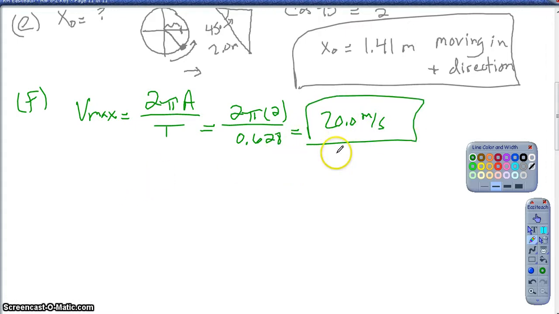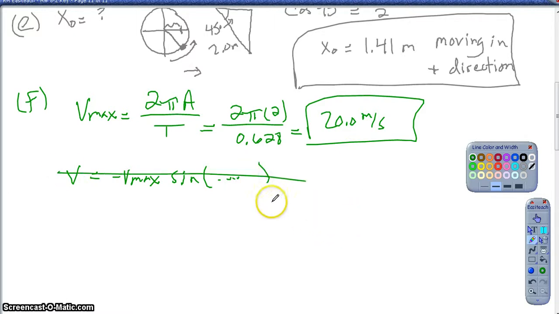And again, that could help me if I wanted to find the velocity for the initial conditions. I could then set up my velocity as a function of the maximum velocity and time, right? I could set this up as a function of time and go from there, but I won't make us worry about that for right now.